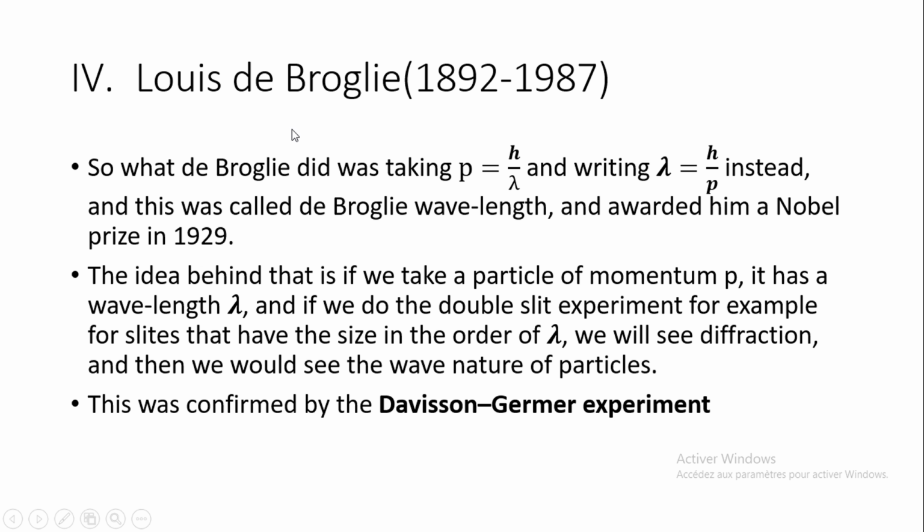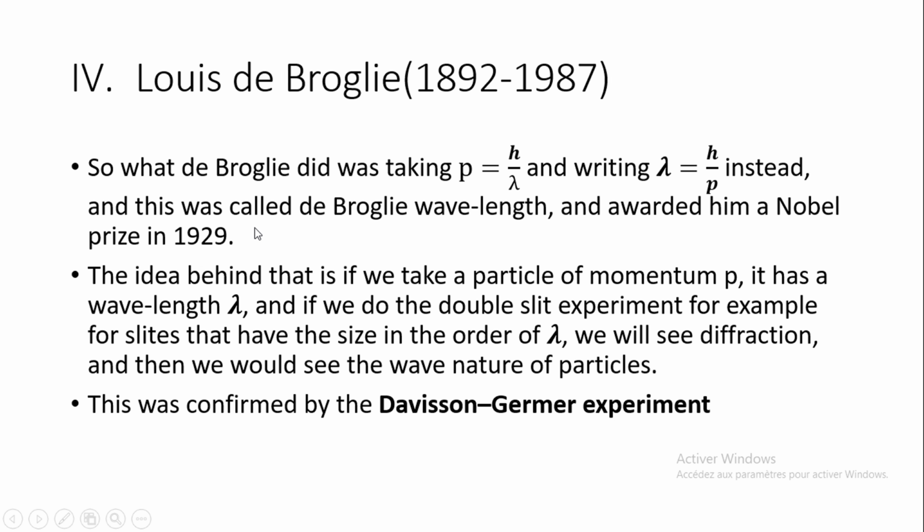So our guest will be Louis de Broglie. He's a French physicist, as you may notice from the name. So what de Broglie was doing is taking P equals h divided by lambda, and writing it lambda equals h divided by p. So just take lambda here and p there.